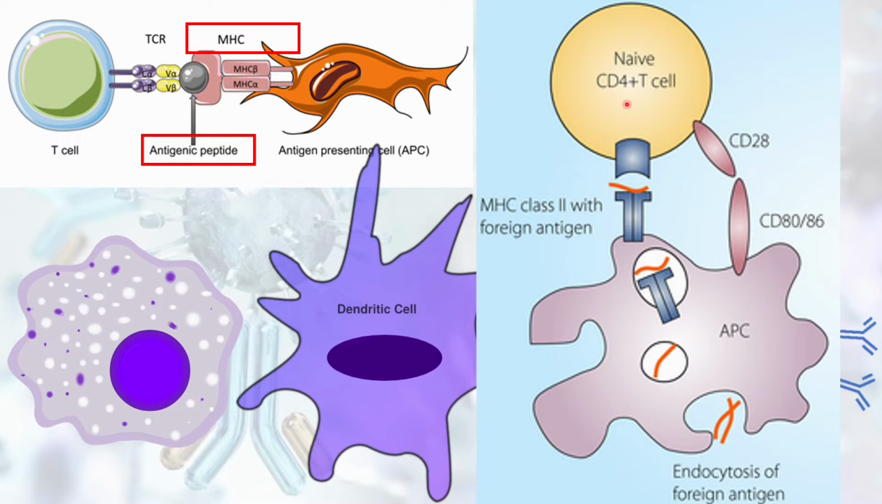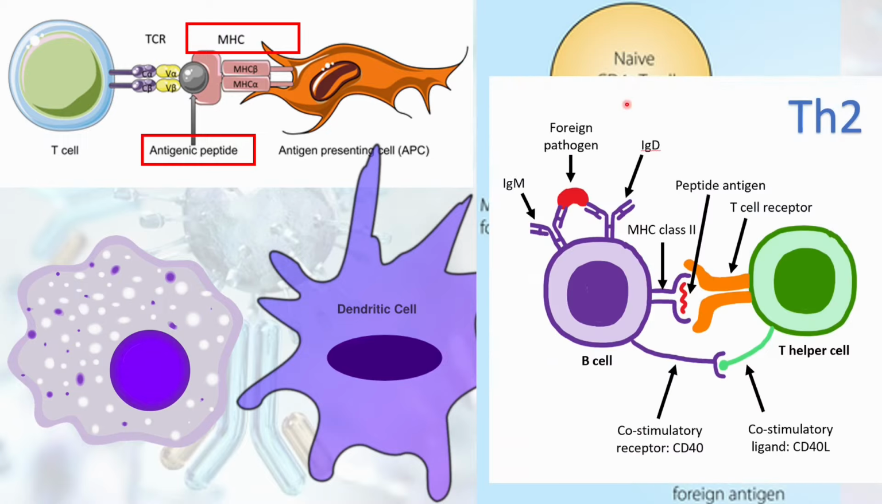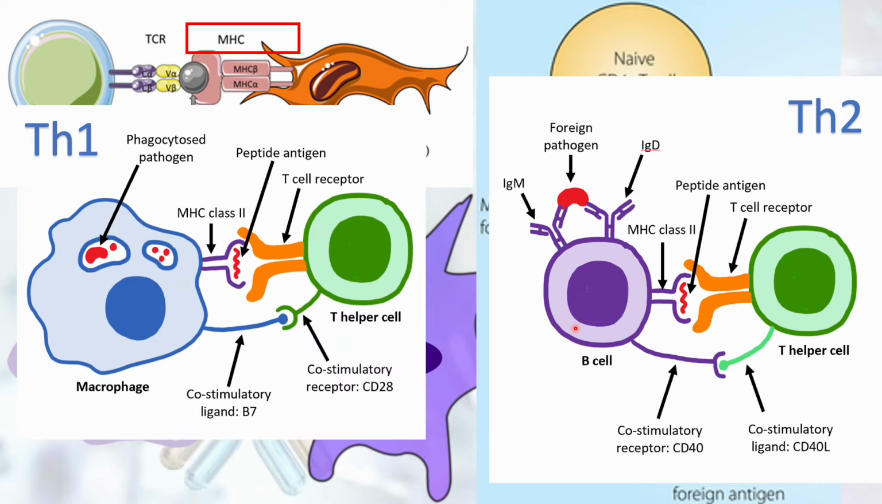Now, when this antigen presenting cell is a B cell, then it's the T helper 2 that will help it. If this antigen presenting cell is a macrophage, then it's the T helper 1 that will help it. T helper 2 helps B cells to class switch antibodies, while T helper 1 helps macrophages in order to move into cell-mediated immunity. So we can say that T helper 2 helps humoral immunity and T helper 1 helps cell-mediated immunity.